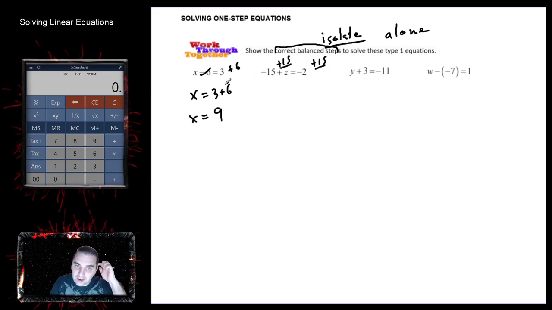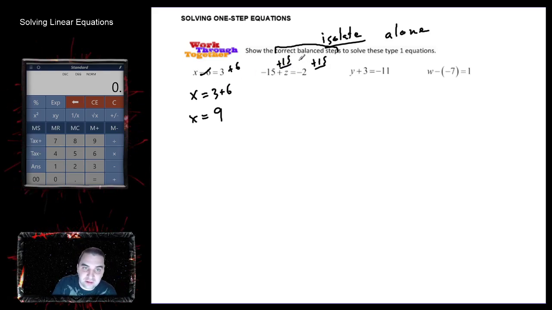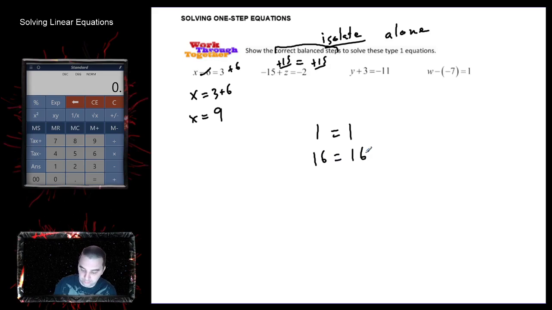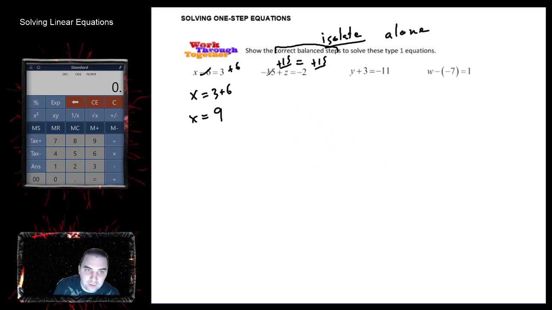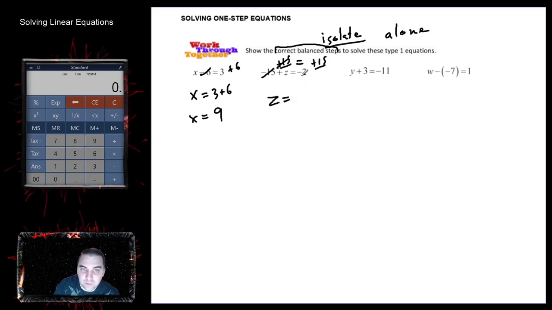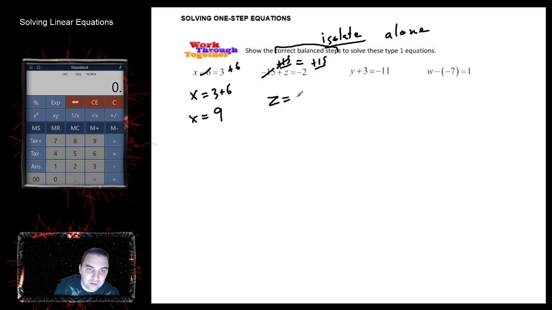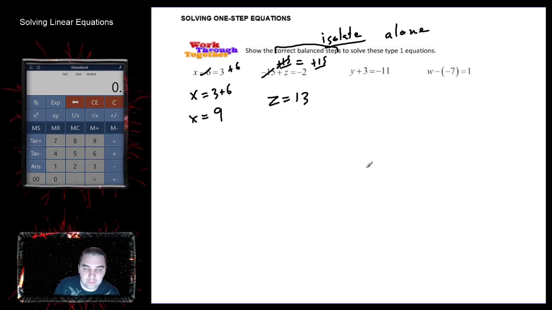And that's why we can do it, because we're still equal. That's the whole point of it, to be equal. If we add 15 to both sides, they're still equal. If you have 1 is equal to 1 and you add 15 to both sides, they're still equal. That's the whole point. All right. So if I added 15 to both sides, those are gone, and I have z is equal to minus 2 plus 15. So that's 15 minus 2, and that's 13.